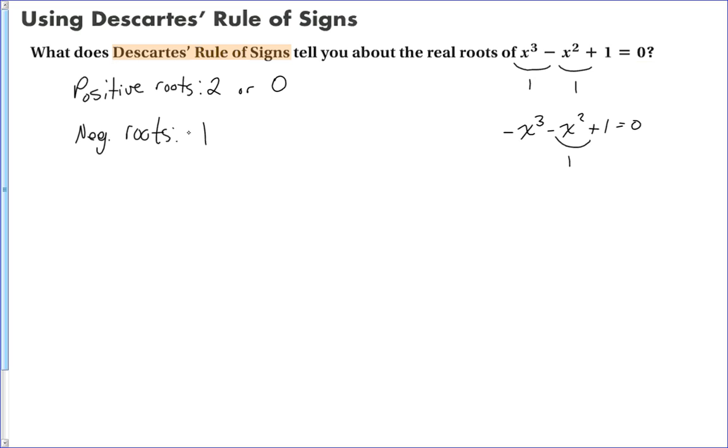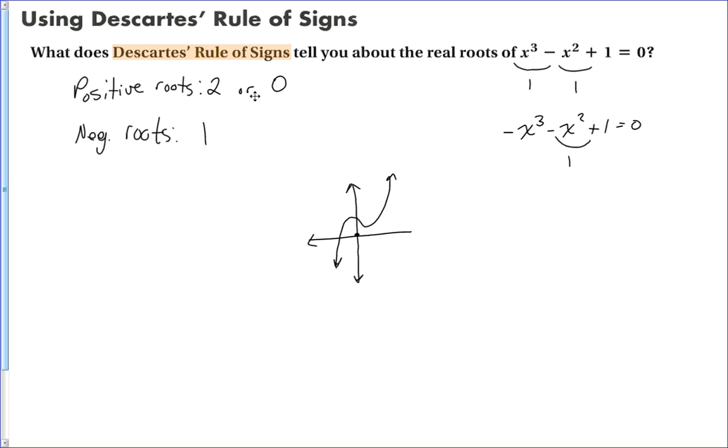Now, if you looked at the graph from this, you could prove that it only has one negative root. I'm going to do a crude sketch of this graph. All right, it's going to look something like this. So as you can see, all the numbers to the left of the y-axis here are going to be negative numbers, and it does cross one time. So that confirms our one negative root. Negative just means that x equals a negative number. Positive roots, x equals a positive number.